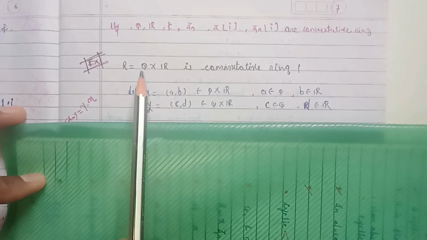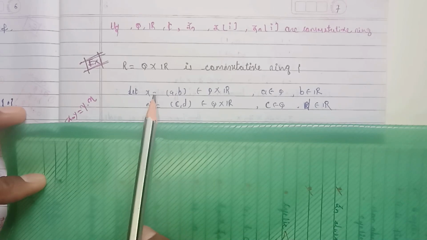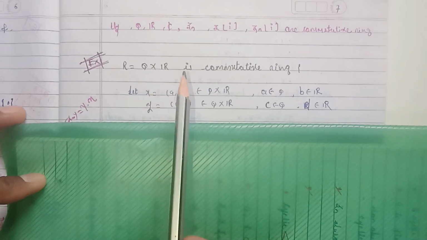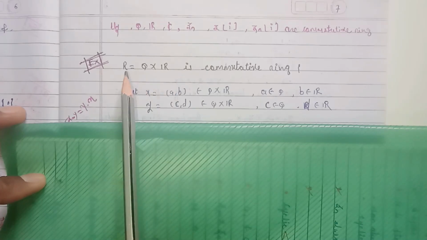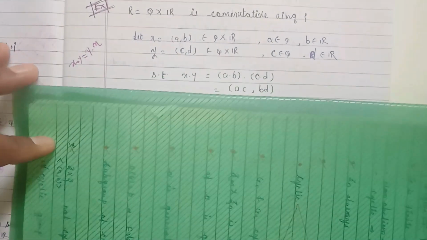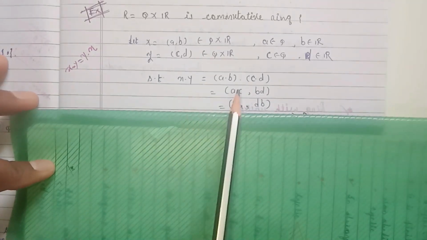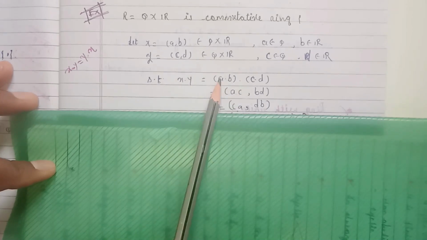Okay, so X and Y are from our ring Q cross R, and we have to show that X dot Y is equal to Y dot X. Then we say that our ring Q cross R is a commutative ring. Now let's find out whether it is equal or not. So here X dot Y means I consider the first element (A, B) dot Y, which is (C, D), so (A, B) dot (C, D).